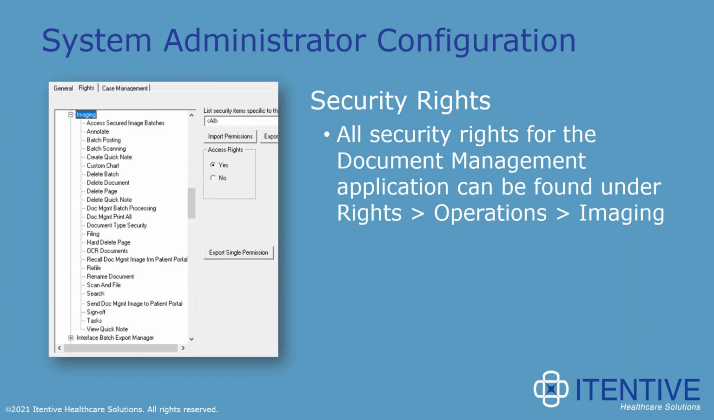Like all of our applications in NextGen, there are several security rights that apply to the document management application. All of these rights can be found underneath the operations section in the imaging group of rights. These imaging rights allow you to have control over individual users' ability to do things like scan a document or image, file it, and make any modifications. There are also options under these rights for accessing secured image batches, which allows the user to access a batch that another user has created.